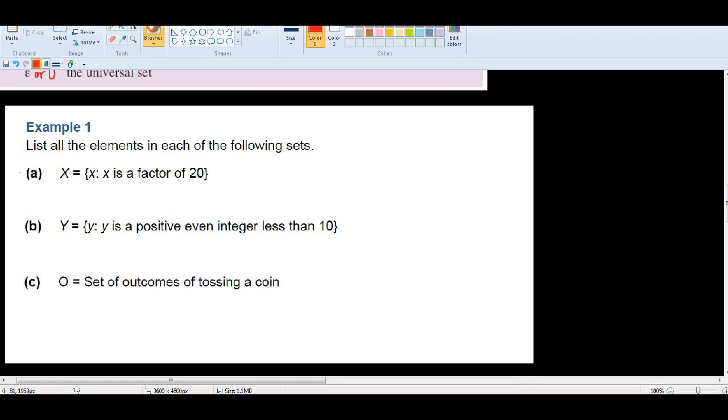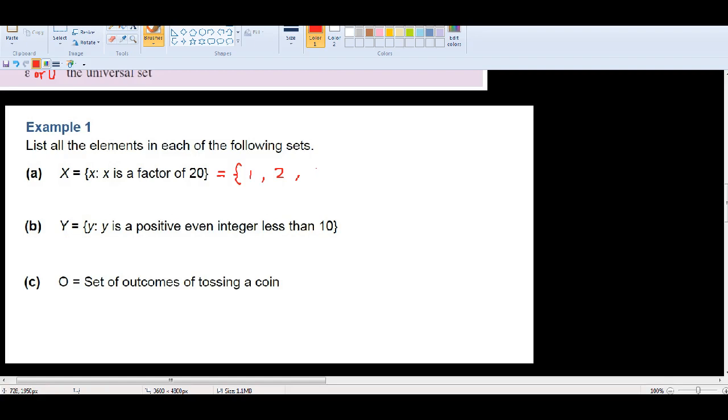So I need to list all the elements. Okay, so for X is a factor of 20. Okay, so what are the factors of 20? Of course, 1 is a factor of everything. 2, alright, because 20 is divisible by 2.